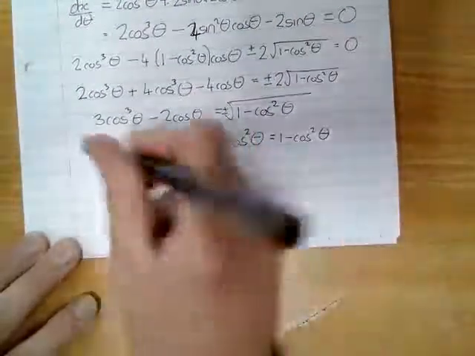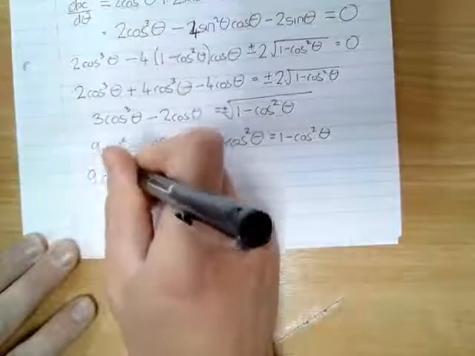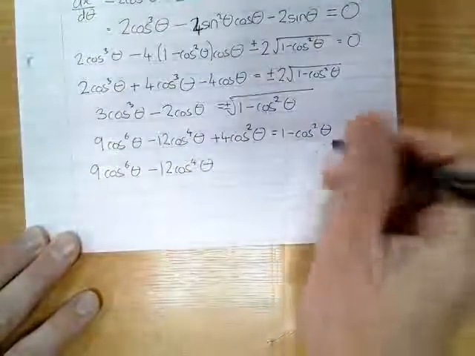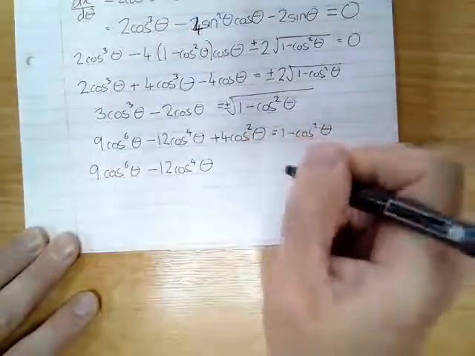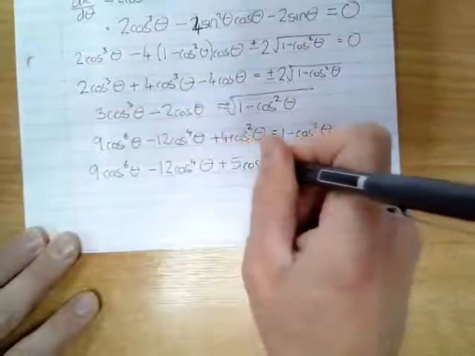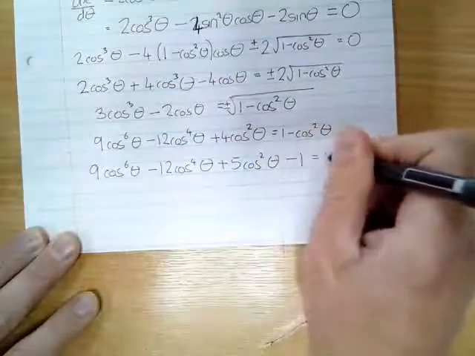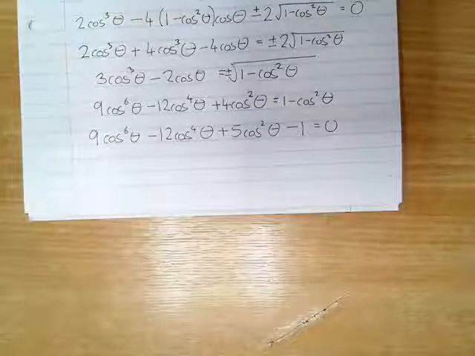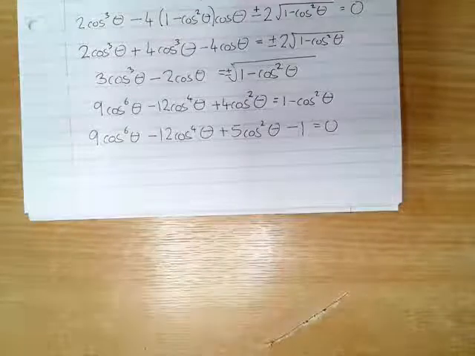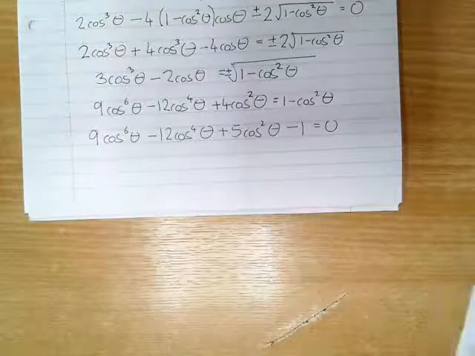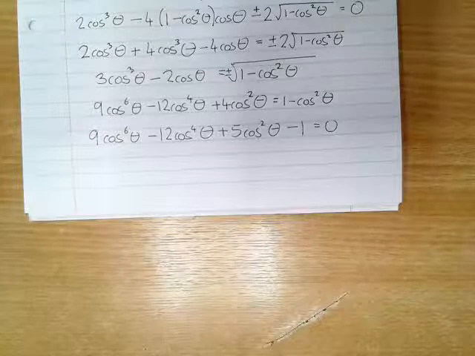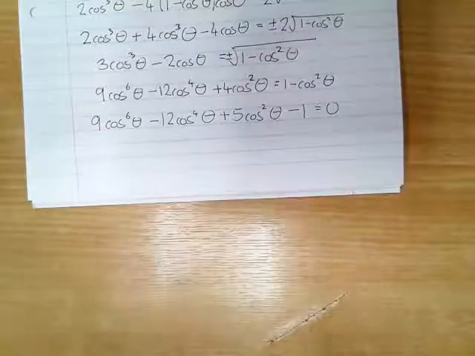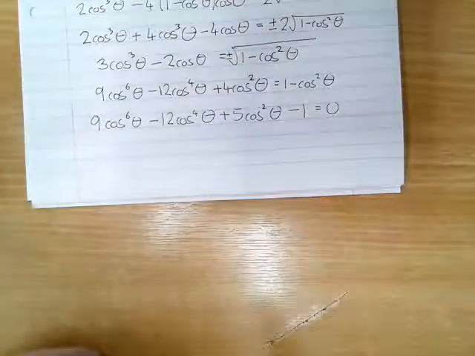Okay, now get it all on one side. So I've got 9 cos 6 theta minus 12 cos 4 theta, then plus 5 cos squared theta, take away 1 equals 0. And we have this lovely sextic, I don't know what they're called, order 6 polynomial. Well, we can't find the solutions to a 6 order polynomial ordinarily. However, this is the special case. Sometimes you see these with quartics that turn into quadratics.